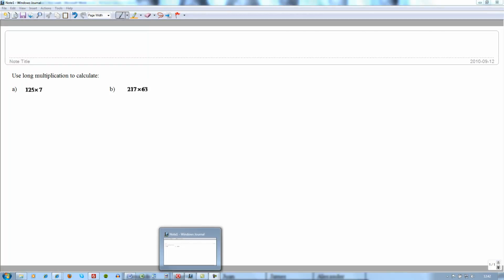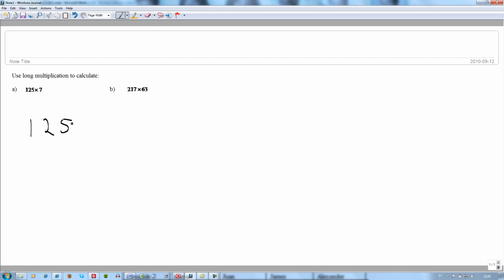Use long multiplication to calculate 125 times 7. So we're going to write it like this. 125 times 7.